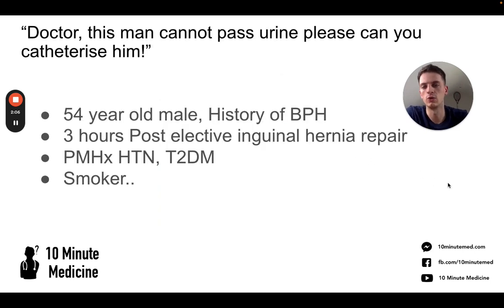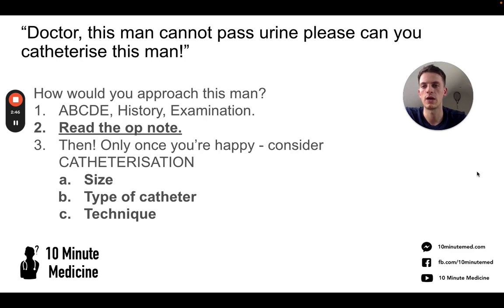So you get called by the nurse to the ward. They say, "Doctor, this man cannot pass urine, please can you catheterize him?" And you ask for an SBAR handover. She says he's a 54-year-old male with a history of BPH. He's 3 hours post-elective inguinal hernia repair. He has a past medical history of high blood pressure and diabetes, and he's a smoker. So how would you approach this man?